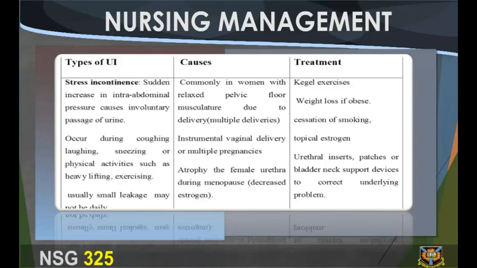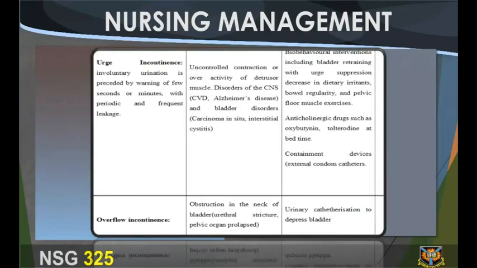Causes: commonly in women with weakened pelvic floor musculature due to delivery, multiple deliveries, instrumental vaginal delivery or multiple pregnancies, atrophy of the female urethra during menopause, decreased estrogen. Treatment: Kegel exercise, weight loss if obese, cessation of smoking, topical estrogen, urethral inserts, patches or bladder neck supports, devices to correct underlying problem.